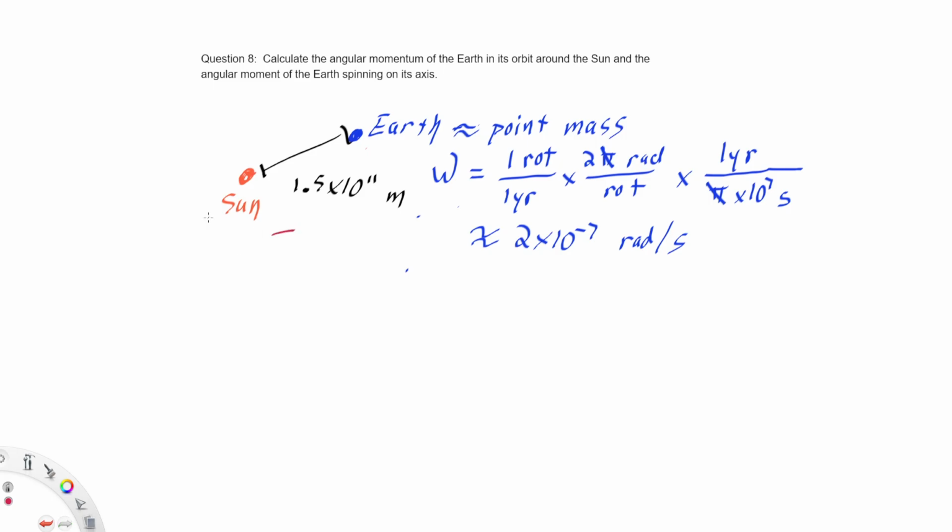So it's a useful approximation to know, if you're an astronomer.